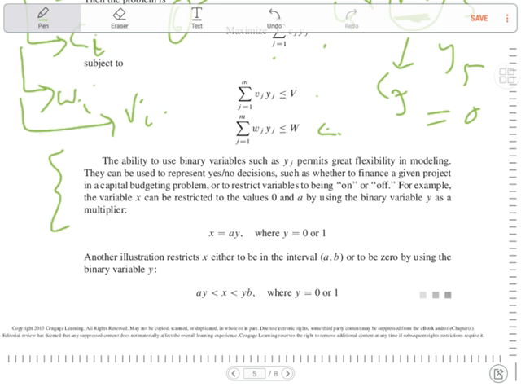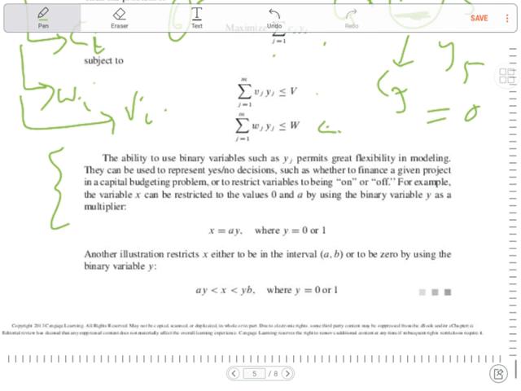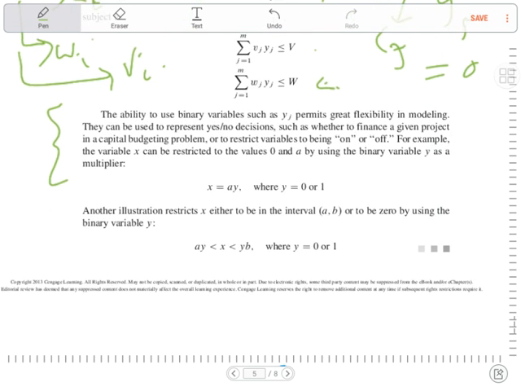Also in some cases it will be used as the on or off state of any matter. Another thing where these binary variables are used is that the variable x can be restricted to the value 0 and a. That means any interval you are choosing, you can restrict your decision variable to lie within this range only by using a suitable combination of binary variables. So how is it done? By using the binary variable as a multiplier. Here they are giving an example, say x equals ay, where y is 0 or 1. So if it is 0, x equals 0. If it is 1, then x equals a.